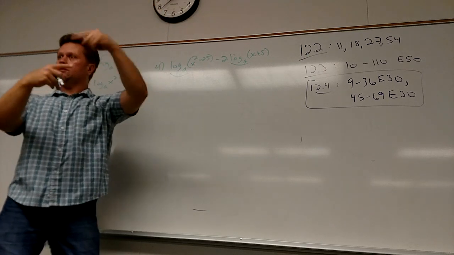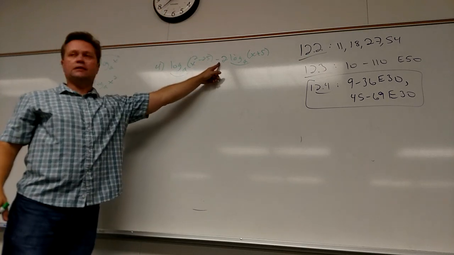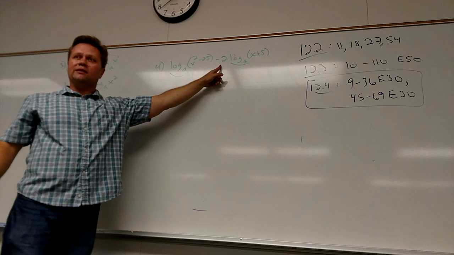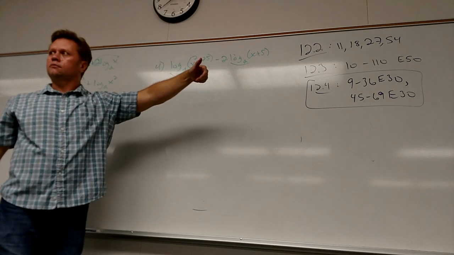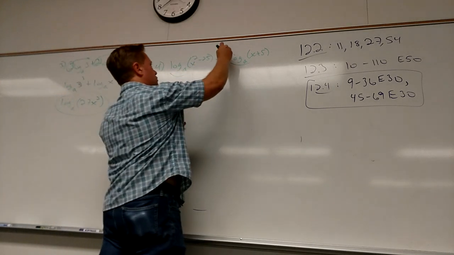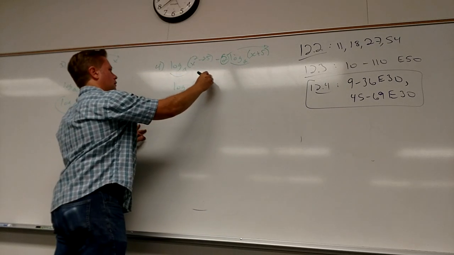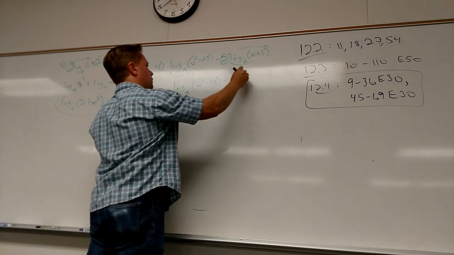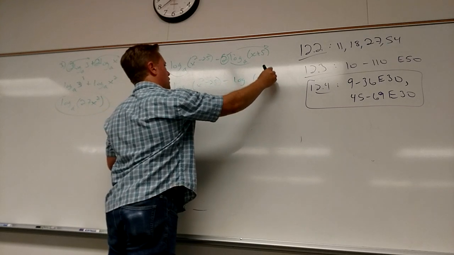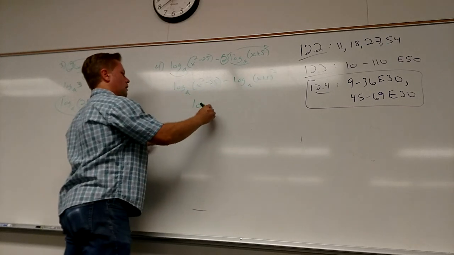You could take the -2 up, and then that leaves a plus here. Either way you do it, you're going to get the same thing. It's going to end up on the bottom. I kind of prefer to just bring the 2 up. Minus log base A, x plus 5 squared. So then this would be log base A.